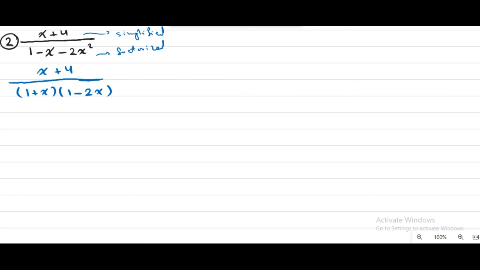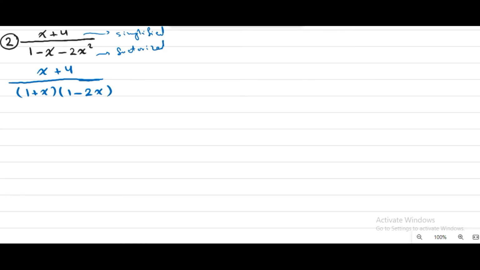Question 2. (x + 4) divided by (1 - x - 2x squared). We said before solving any partial fractions question, the numerator should be simplified and the denominator should be factorized. After that we can decide which method to use. Here the numerator is simplified, but the denominator is not factorized, so we have to factorize before solving. After factorizing this quadratic expression, the numerator is x + 4 and the denominator will be (1 + x) multiplied by (1 - 2x). This is the factorization of the denominator.